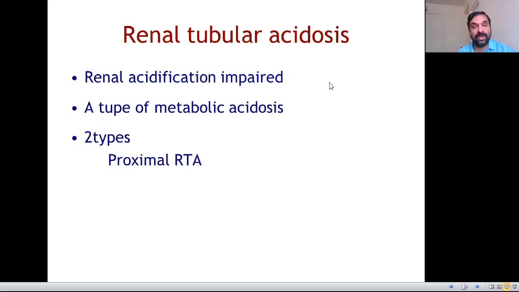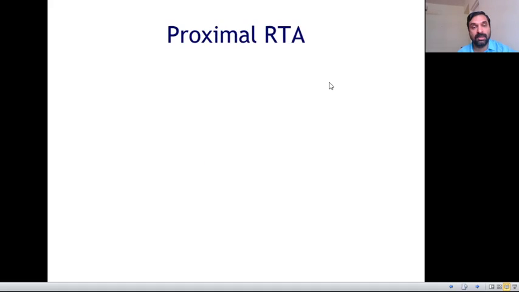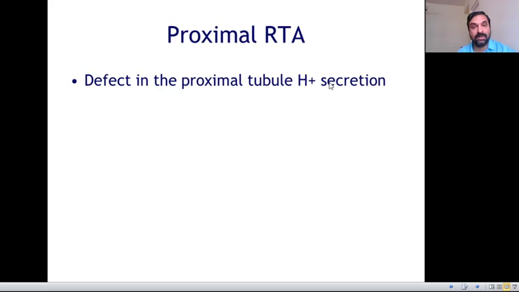There are two types of renal tubular acidosis, that is proximal renal tubular acidosis and distal renal tubular acidosis. Proximal renal tubular acidosis is a defect in proximal tubule H plus secretion. So there will be decreased reabsorption of filtered bicarbonate. Okay, so the excess base is lost in urine. H plus secretion is affected, H plus will be less in urine. That is proximal renal tubular acidosis.